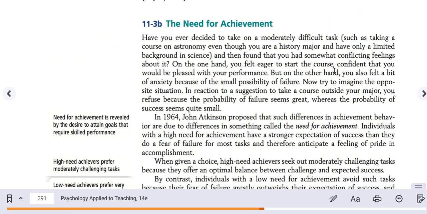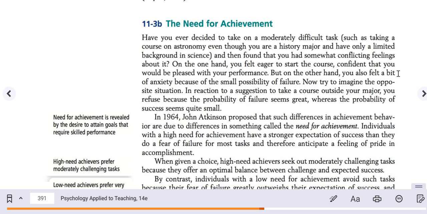The need for achievement. Have you ever decided to take on a moderately difficult task, such as taking a course on astronomy, even though you are a history major and have only a limited background in science, and then found out that you had somewhat conflicting feelings about it? On the one hand, you felt eager to start the course, confident that you would be pleased with your performance, but on the other hand, you felt also a little bit of anxiety because of the small possibility of failure.